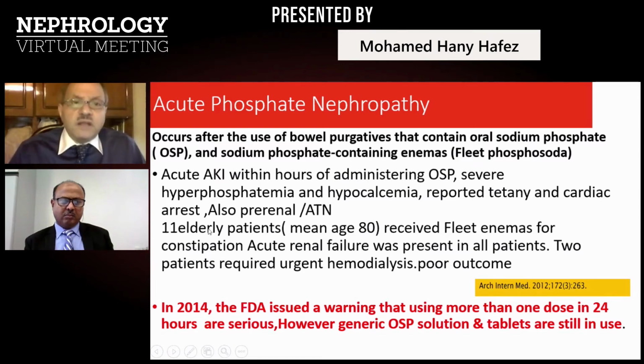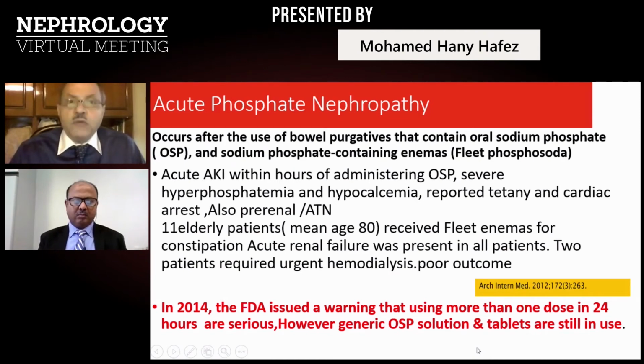And this is a study on 11 elderly patients who received the Fleet enema for constipation. Acute renal failure was present in all patients. 2 patients required urgent hemodialysis with poor outcome in this publication in 2012. And the FDA issued a warning that using more than 1 dose in 24 hours is serious. And I don't think that we are following this FDA warning very accurately. So acute phosphate nephropathy is also in danger.